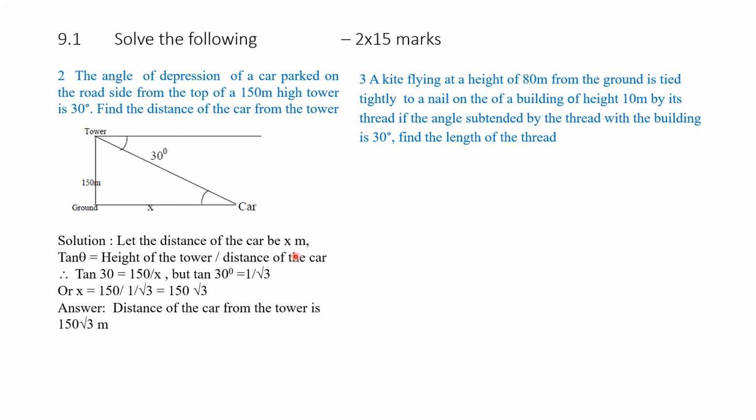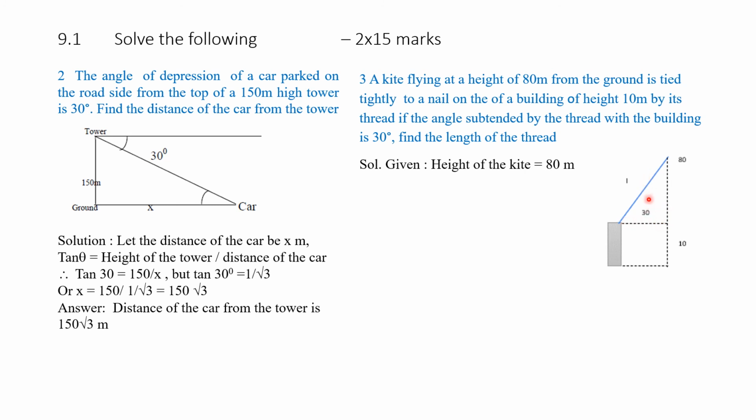Here also, he has given the height of the building. The kite measurements are from the top of the building. The total height is 80 meters from the ground and the building height is 10 meters from the ground. Let us analyze it. This is the building of 10 meters height, and the total height of the kite is 80 meters, including the height of the building. Therefore, if you want to know this, we have to subtract the building height from the total height, and the angle of elevation he has given is 30 degrees.